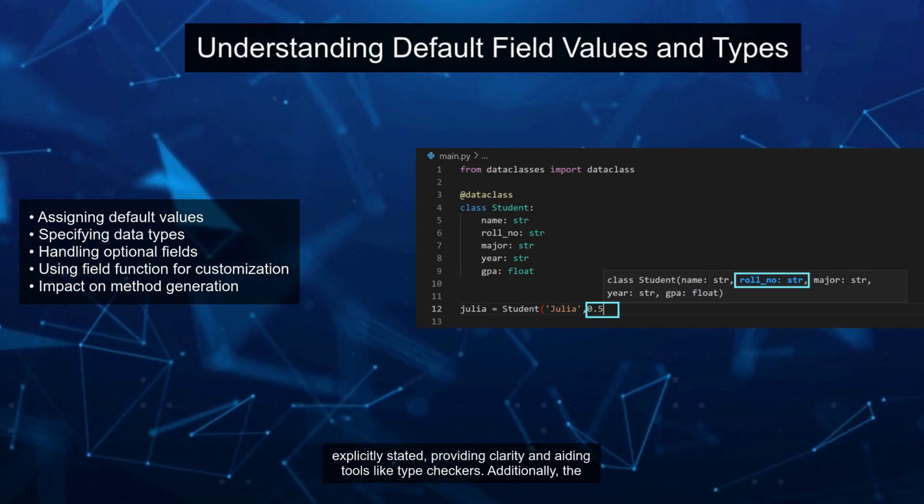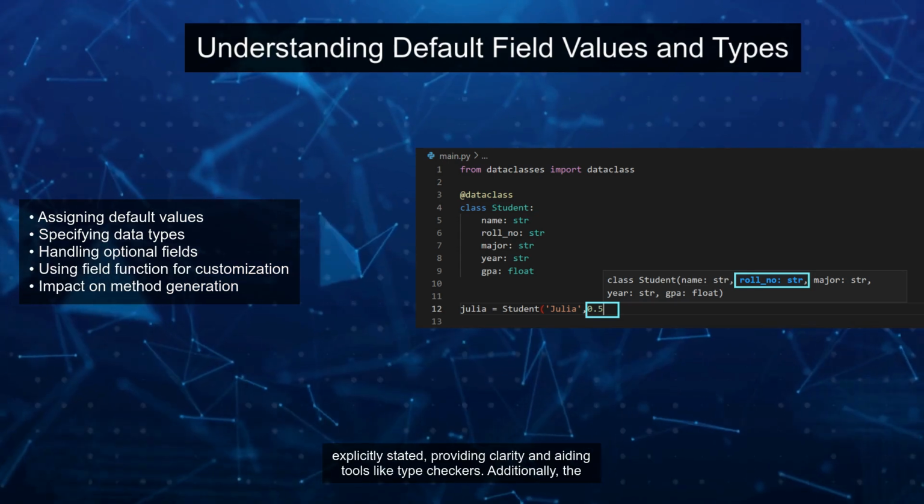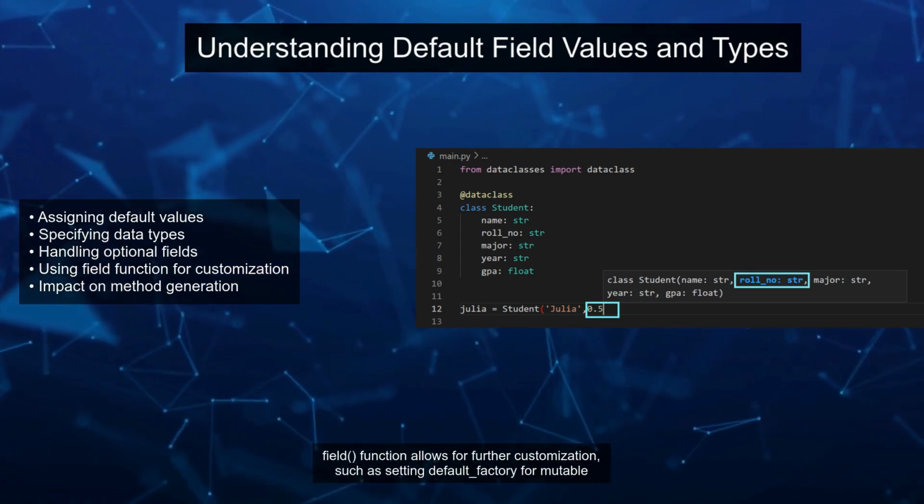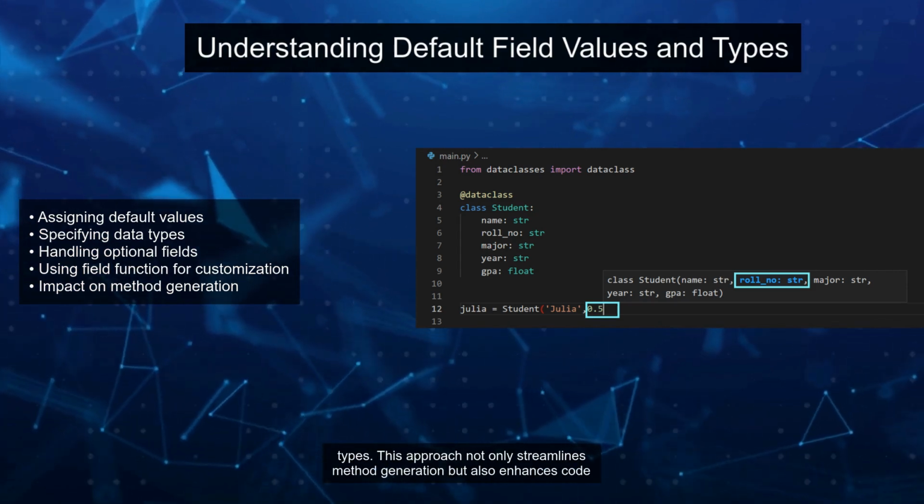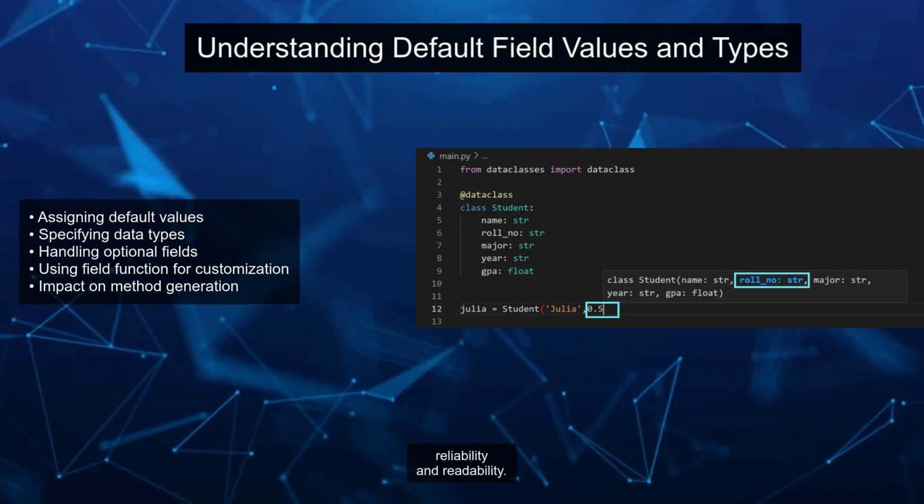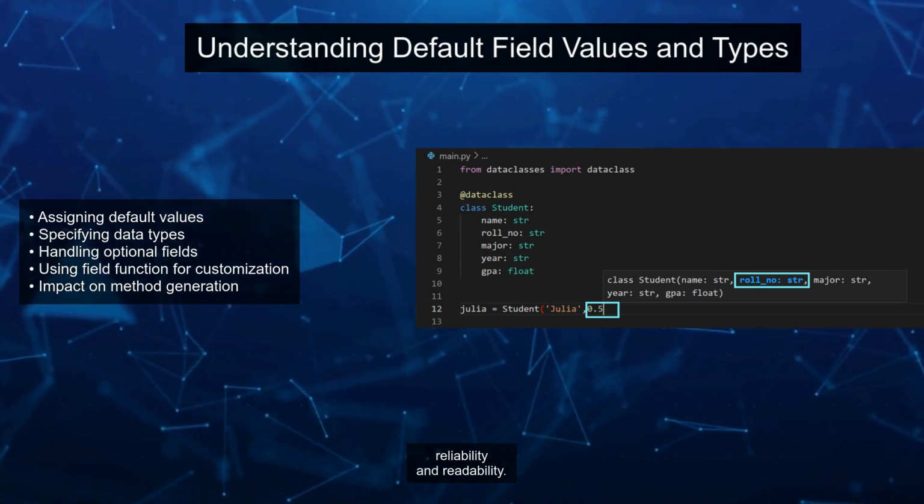Data types can also be explicitly stated, providing clarity and aiding tools like type checkers. Additionally, the field function allows for further customization, such as setting default_factory for mutable types. This approach not only streamlines method generation but also enhances code reliability and readability.